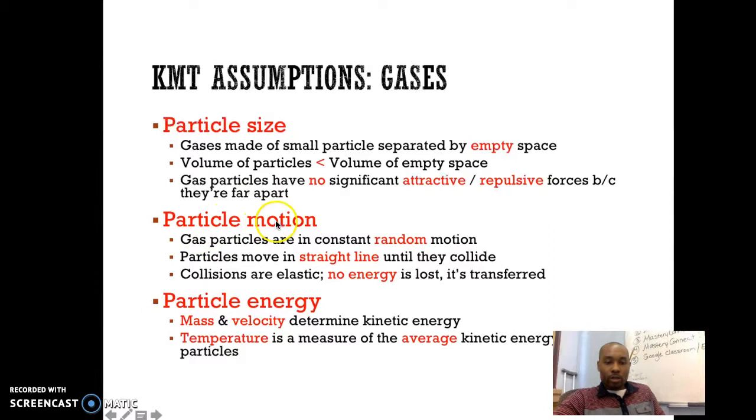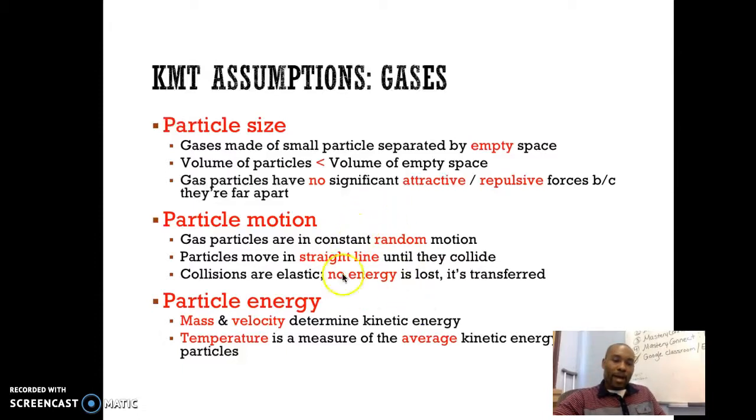Now, in regards to particle motion, we assume that gas particles are in constant random motion. So these particles are just moving all over the place. Also, the particles move in a straight line until they collide. So those particles are pretty much going straight in all sorts of directions until they hit each other. And the collisions, we describe the collisions as being elastic. In other words, there's no energy loss. Okay, the energy is just transferred from one to the other. When they collide, the energy from one goes to the other.